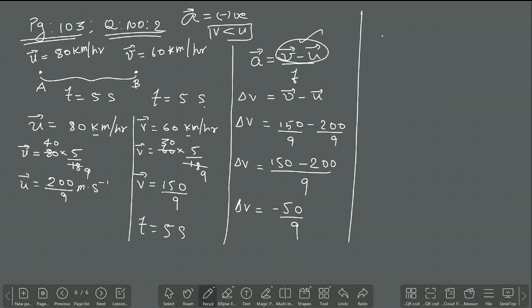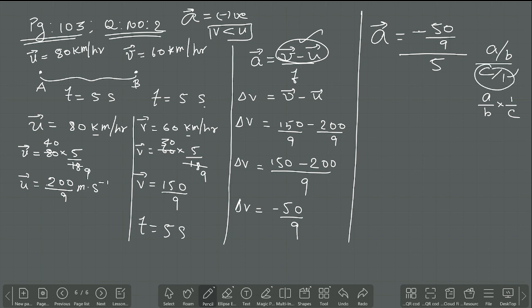So we calculated the numerator part. Now substitute in the formula. So the a is equal to minus 50 by 9, the whole divided by, what is the value of t? 5. So this one is looking like a by b by c. For c there is no denominator. What you can do? We can add 1. So the overall it will become like this. So now we can write this one, a by b into 1 by c. If this whole term is going to the denominator, it will become reciprocal over there. So now we can write like this.